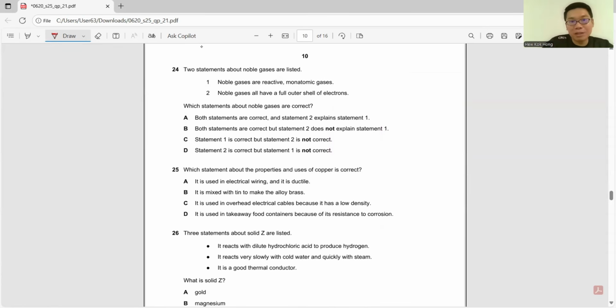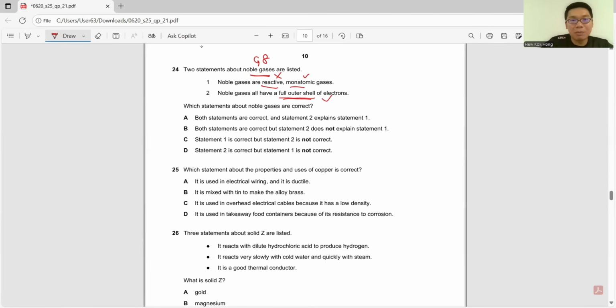24, two statements about noble gas, which is group 8, are listed. Noble gases are reactive. No, they already have a full octet or duplet arrangement, so it's not reactive. Monoatomic gas is correct, but this thing is wrong. Noble gases all have a full outer shell of electrons.